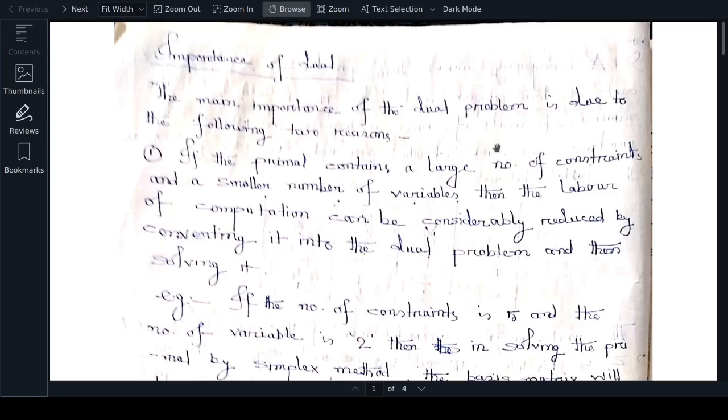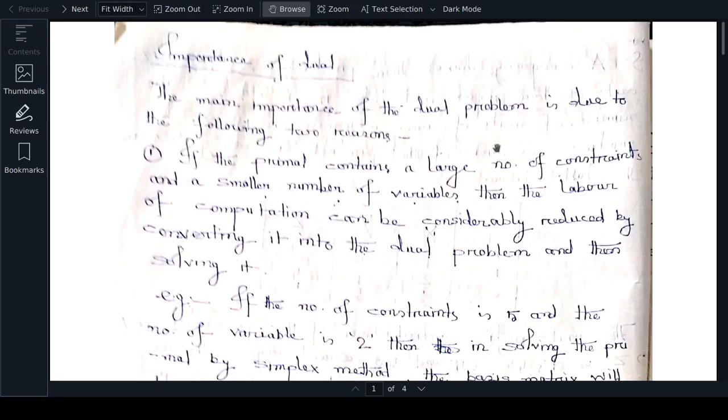First you see, if the primal contains a large number of constraints and a smaller number of variables, then the labor of computation can be considerably reduced by converting it into the dual problem and then solving it. Means what? Actually, when a primal problem is given, and when we convert it into the dual, then you will see. Suppose, an example I have given, if the number of constraints is 5, constraints means all the equalities or inequalities.